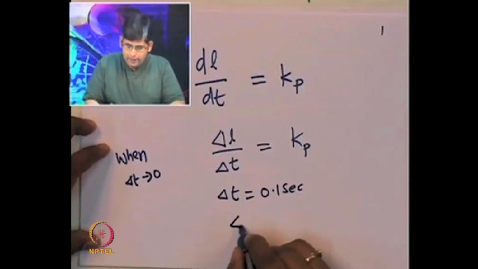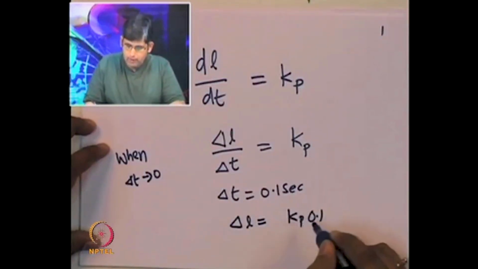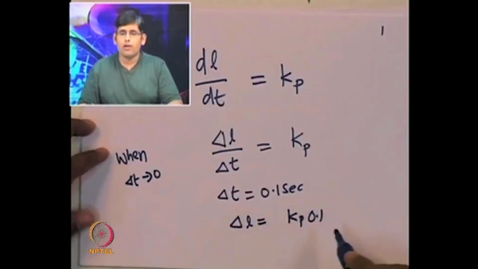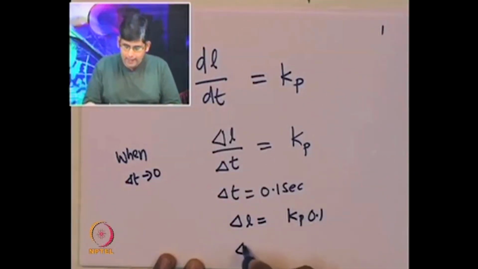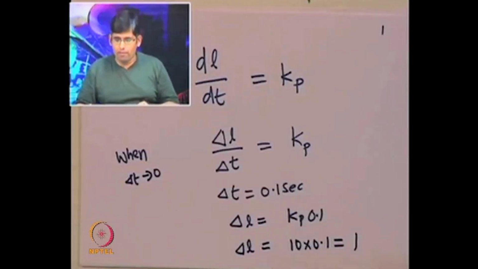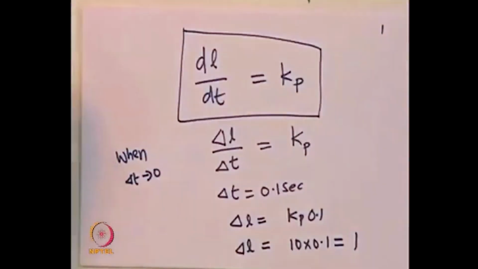So, what does it mean? Delta L is Kp into 0.1. The more the Kp, the more the delta L is. So, say Kp is 10. What does it mean? Delta L is 10 into 0.1, which is equal to 1. So, the change in length will be 1 monomer per second. That's what it means. So, this differential equation has a meaning, and the phenomenon that we want to describe can be described by this equation.